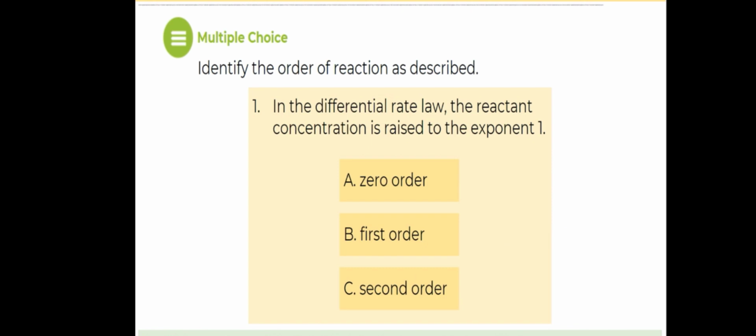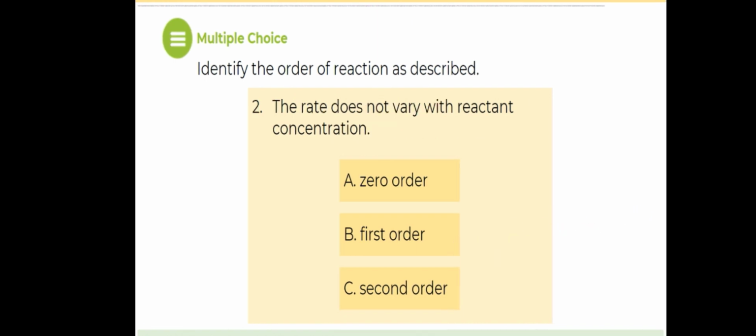Identify the order of reaction as described. In the differential rate law, the reactant concentration is raised to the exponent 1. Identify the order of reaction as described. The rate does not vary with reactant concentration.